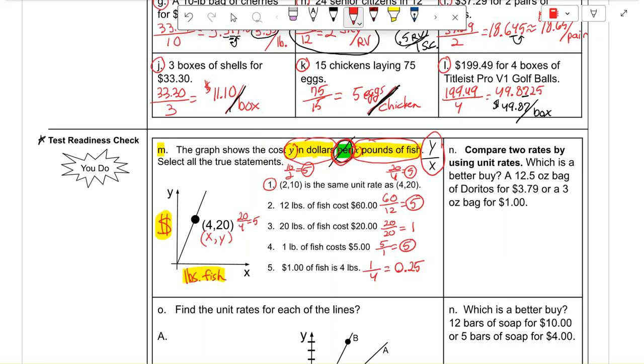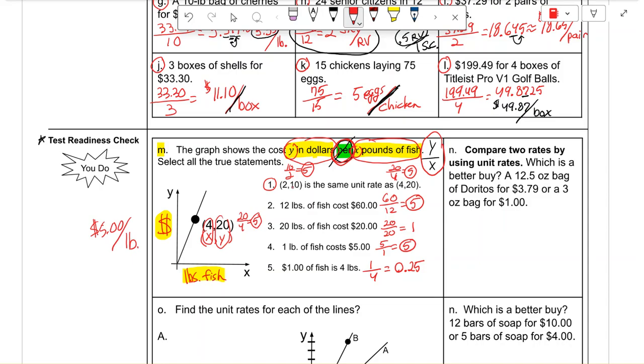Now, to find out what the unit rate is of this line, at this point, it's (4, 20). So my 20 is my Y, and my 4 is my X. So 20 goes on top, divided by the 4 is 5. So I'm looking for unit rates of 5. That 5 means $5 per pound. That's what that means, $5 a pound.